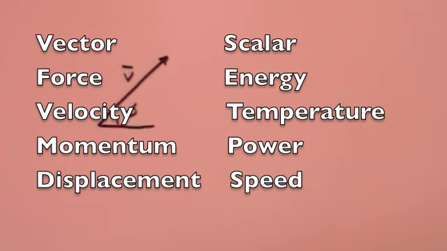Examples of vectors which will have both magnitude and direction are things like force, velocity, momentum, or even displacement, which is a distance but in a particular direction. Examples of scalars are energy, temperature, power, and speed. These have magnitudes but not directions.